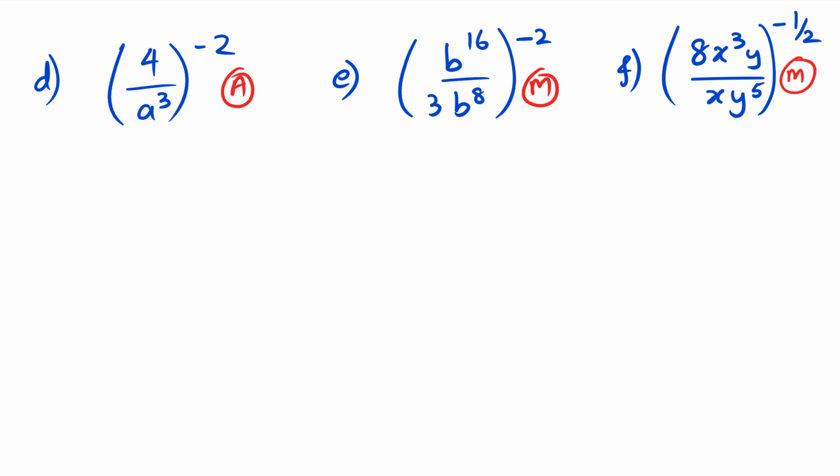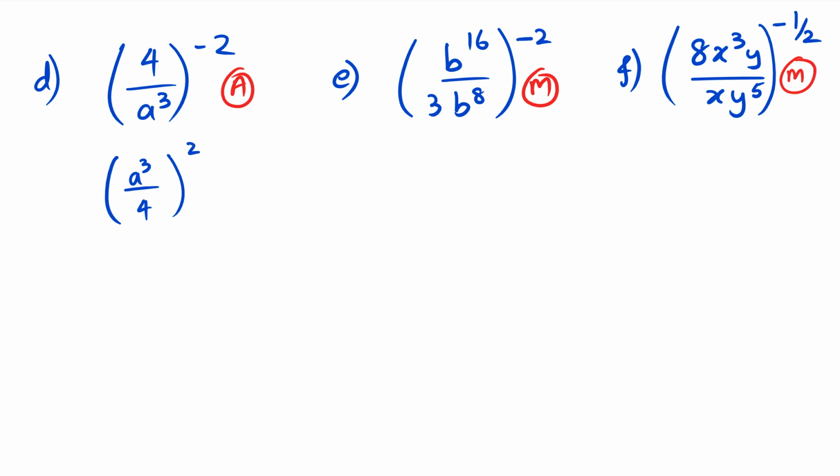One of the things that you can do when you're dealing with fractions and negative powers is you can get rid of the negative straight away by just flipping the fraction. So I'm going to rewrite this as a to the power of 3 over 4, squared. That's all you have to do to start with, okay?